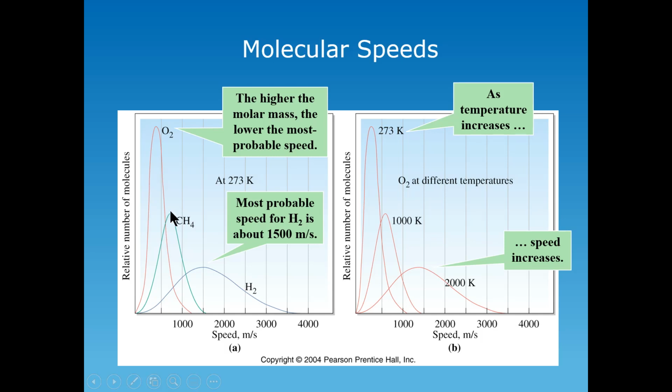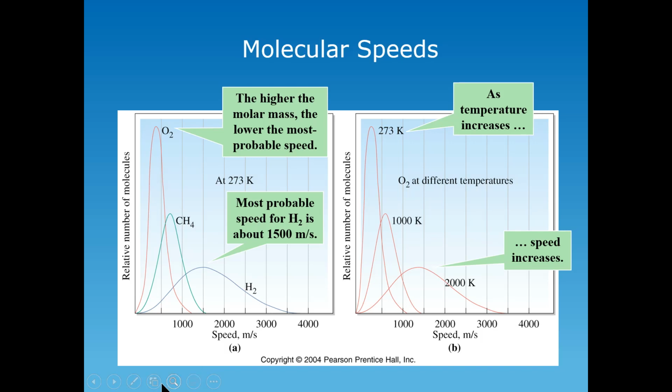The green line here represents a distribution for methane. And this, I think it's the purple line, represents a distribution of hydrogen, all right? So basically what each of these curves represents is the distribution of the gas molecule speeds at one temperature, which in this case is 273 Kelvin, all right?